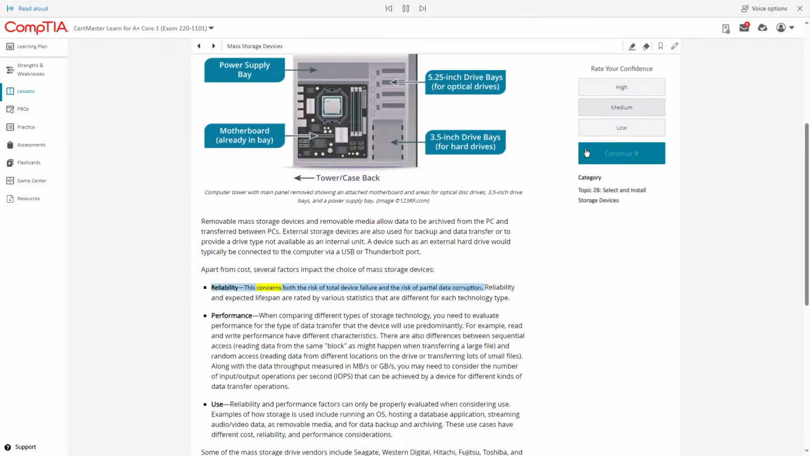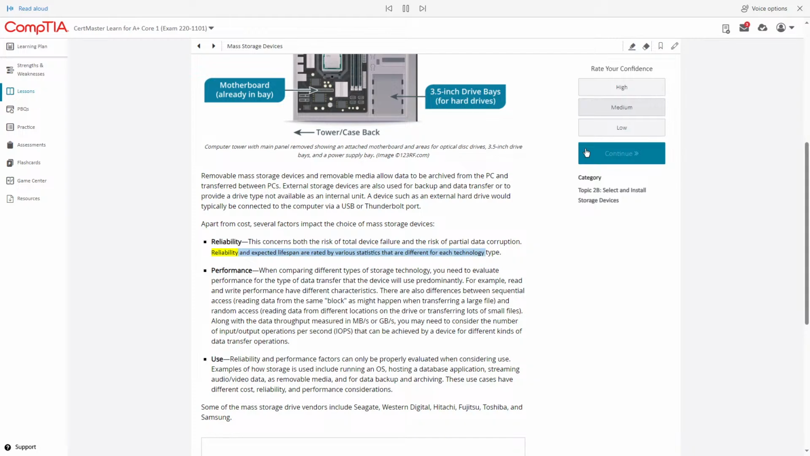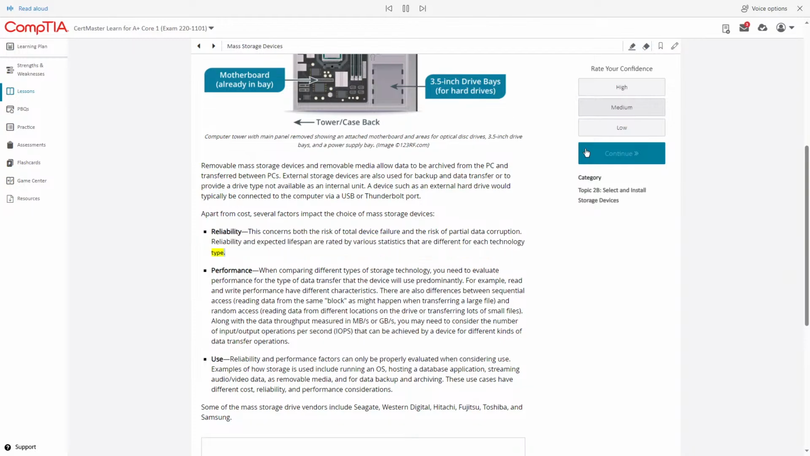Reliability. This concerns both the risk of total device failure and the risk of partial data corruption. Reliability and expected lifespan are rated by various statistics that are different for each technology type.